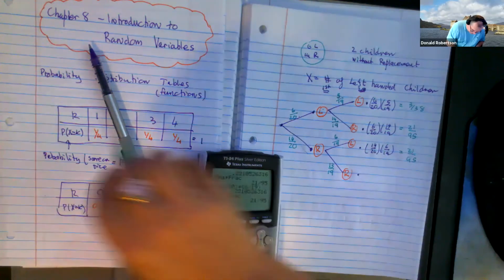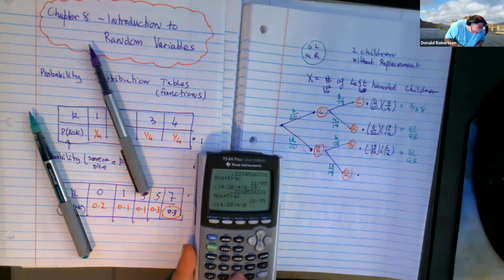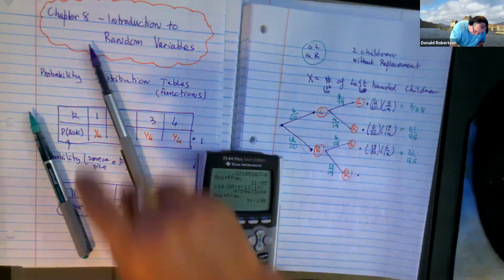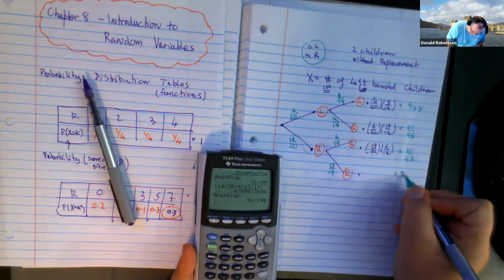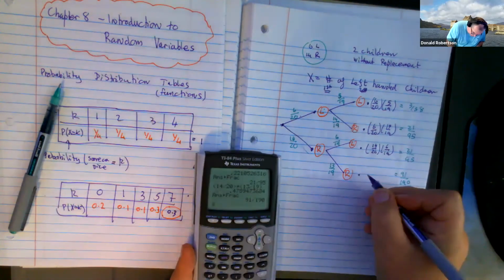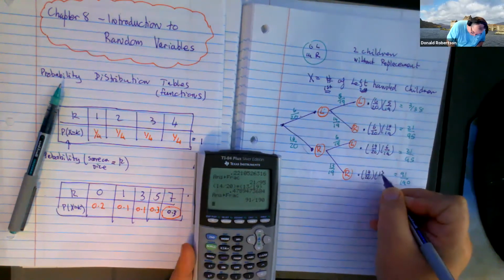And last but not least, which is this one, so it's going to be 14/20 times 13/19. And now I'm looking at, hopefully a nice fraction, 91/190. Are you comfortable about how I came up with those last 4 probabilities?